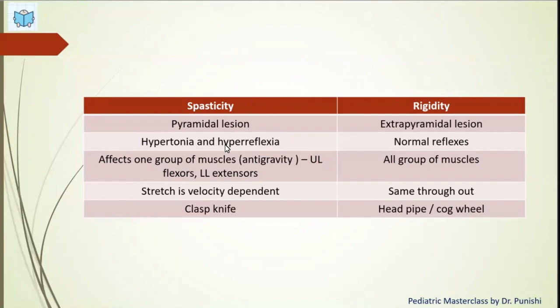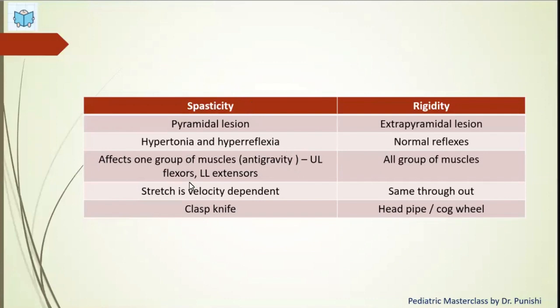Spasticity presents with hypertonia and hyperreflexia, whereas in rigidity, you will have hypertonia, but the reflexes are going to be normal. Okay, that's because the pyramidal tracts are not involved in a case of rigidity. Now, in spasticity, it affects predominantly one muscle group, so your anti-gravity muscle, so upper limb flexors and lower limb extensors, whereas rigidity does not have any particular selection. It involves all groups of muscles.